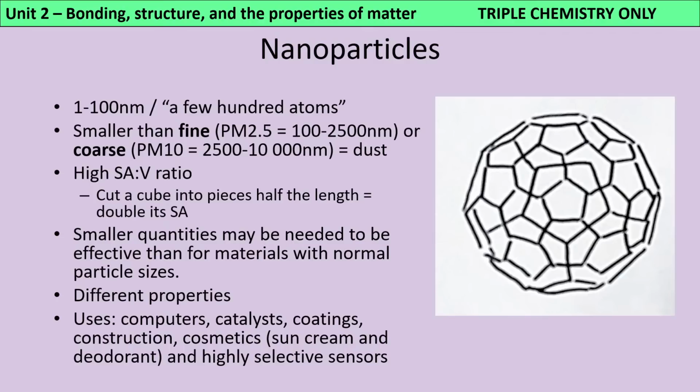Difference in uses between Fullerenes and nanotubes. Nanotubes, you're thinking more about construction of composite materials, things like making tennis rackets. And Fullerenes, you're thinking more about material science and also getting drugs into cells.